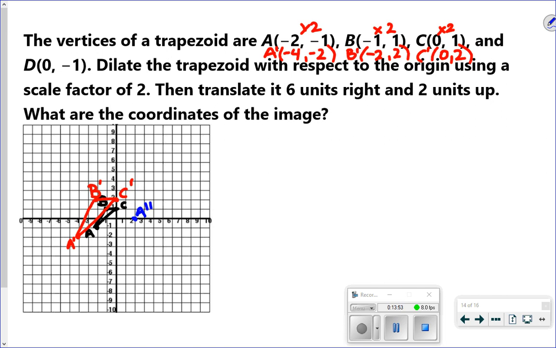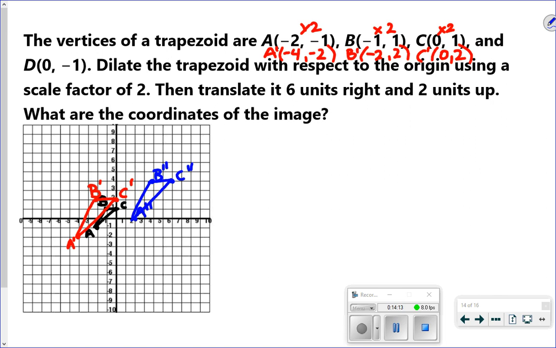Then I'm going to do the same thing with B. So 6 right, 1, 2, 3, 4, 5, 6, up 2. My new copy of B. And then C, same thing. I'm going to go 6 to the right, 2 up. My new copy of C would be right here. I'm going to connect them.